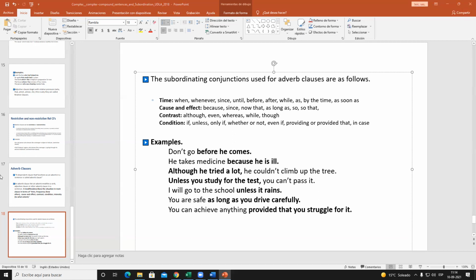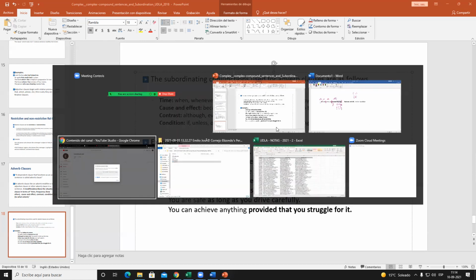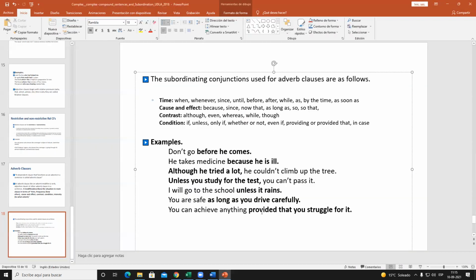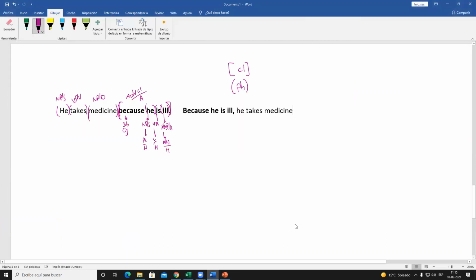¿Ya? ¿Dudas sobre dependent clauses, noun clauses, adjective clauses y adverb clauses? Profe, con provided that, ahí no se pone como that clause. No, es una provided that, ya, eso es importante. Déjame ir un poquito más en lo profundo con eso.